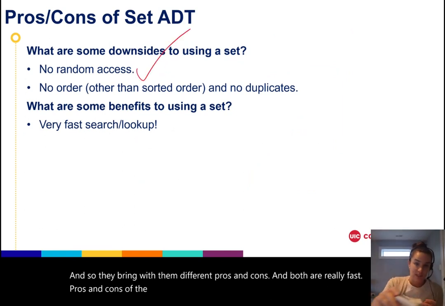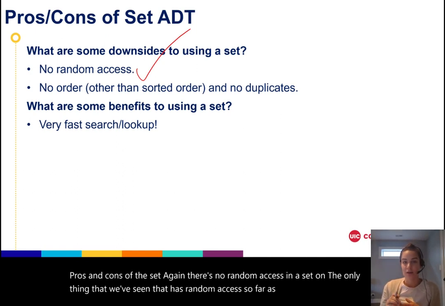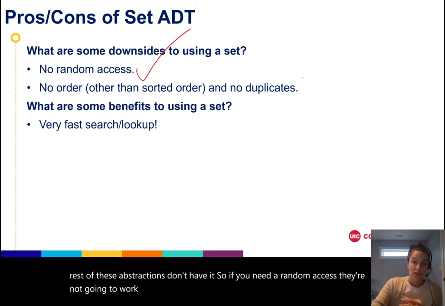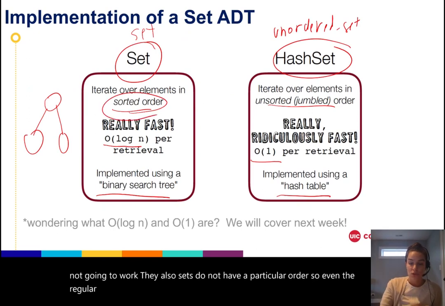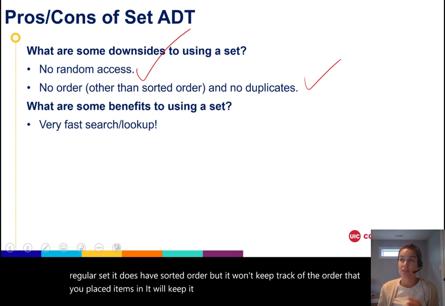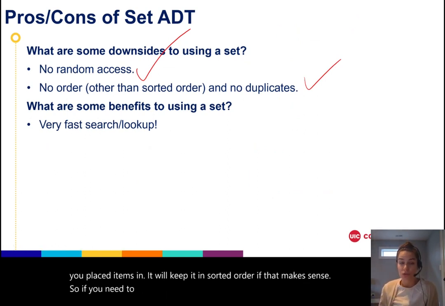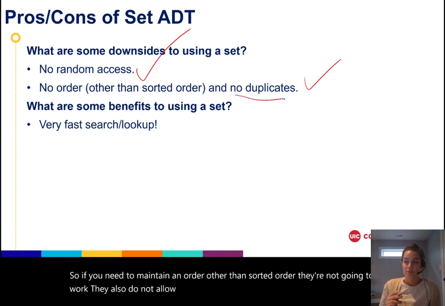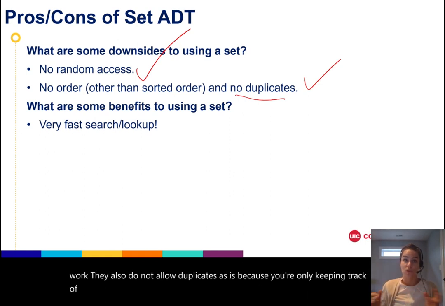Pros and cons of the set. Again, there's no random access in a set. The only thing that we've seen that has random access so far is the dynamic arrays. All the rest of these abstractions don't have it, so if you need random access, they're not going to work. Sets do not have a particular order. So even the regular set, it does have sorted order, but it won't keep track of the order that you placed items in. It will keep it in sorted order, if that makes sense. So if you need to maintain an order other than sorted order, they're not going to work. They also do not allow duplicates as is. Because you're only keeping track of whether something is or is not contained, duplicates don't make any sense.